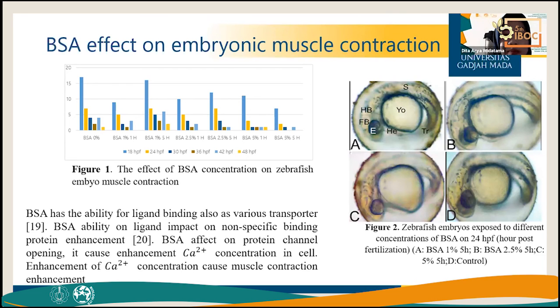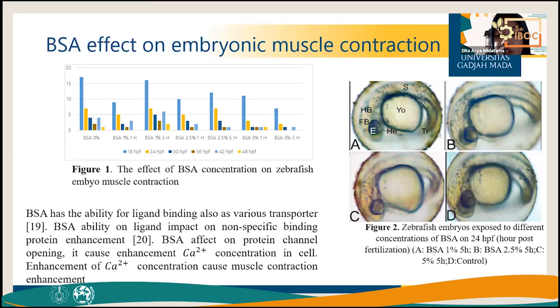With exposure of 5-hour immersion, the early development embryo relies on communication between cells, which was affected. Chemical signal: BSA was made from bovine serum that is rich in growth factors that affect cell communication easily and cause certain defects. BSA has the ability of ligand binding and also acts as a transporter. BSA's ability on ligands impacts non-specific binding protein in genes. BSA effect on protein channel opening enhances calcium concentration in the cell, and enhanced calcium concentration causes enhanced muscle contraction.